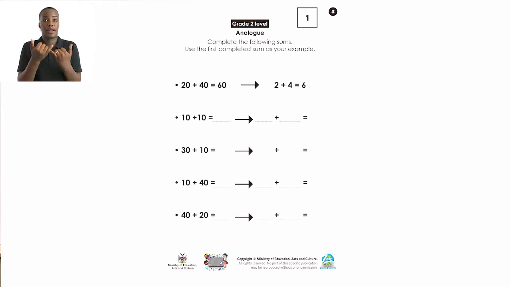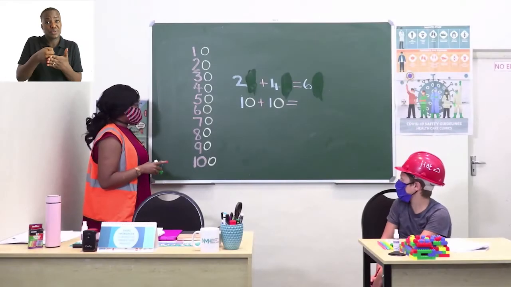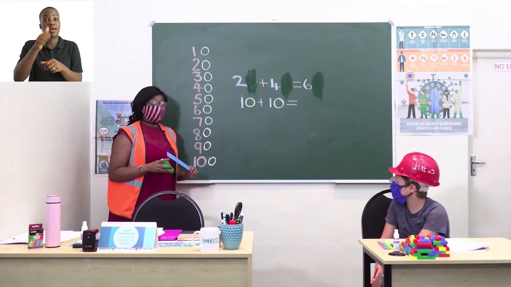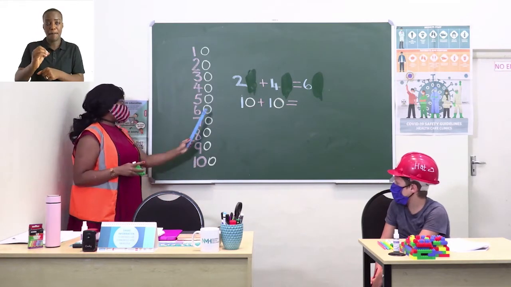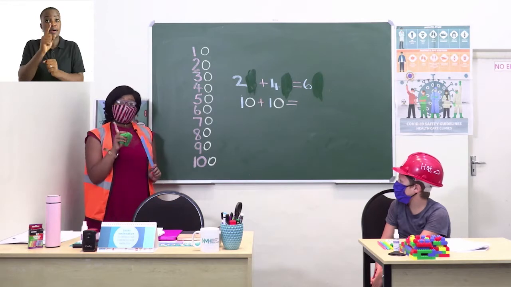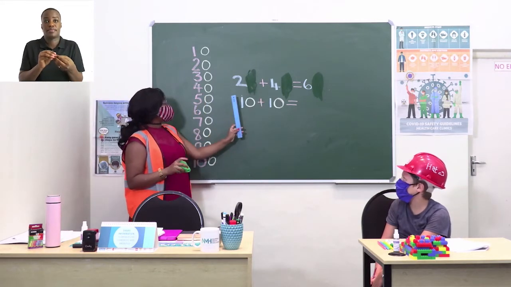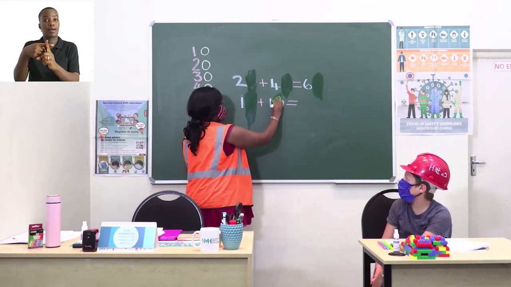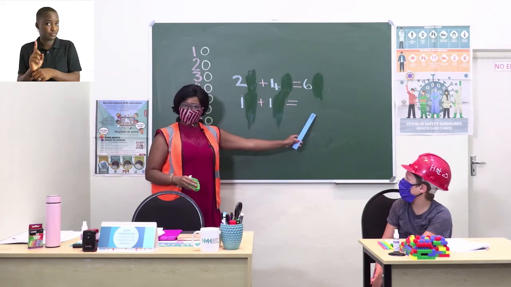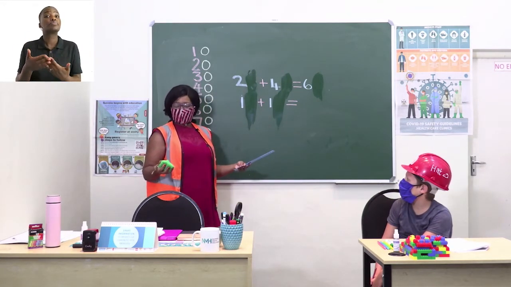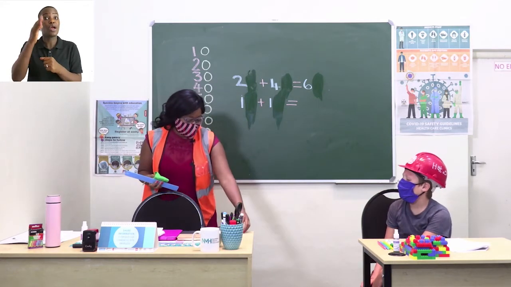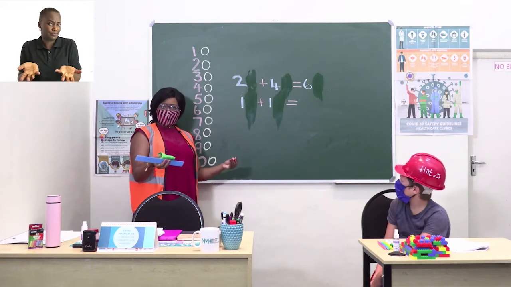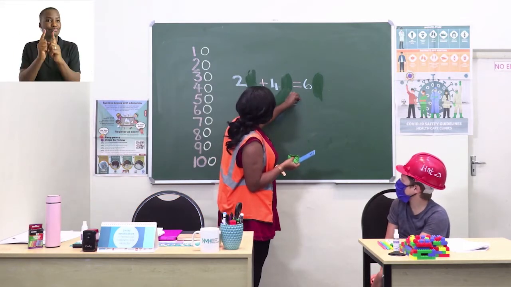Now let's take a look at the next number. It says 10 plus 10. Let's take a look at the board. We are going to try and do this together. So remember, I said that these are decade numbers that we are adding. But we are also looking at the first digit. So if we say 1 plus 1 equals dash, it makes our sum a lot easier. So we know our answer. It is very simple. 1 plus 1 equals 2.